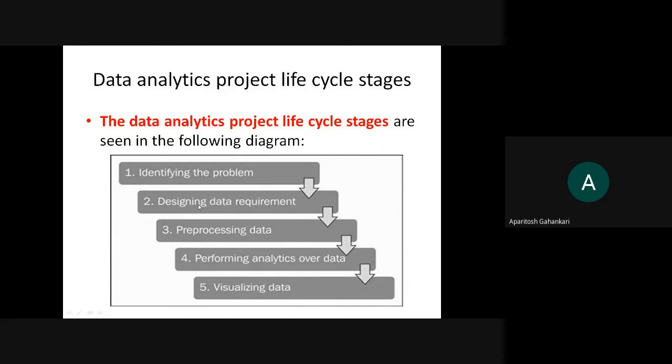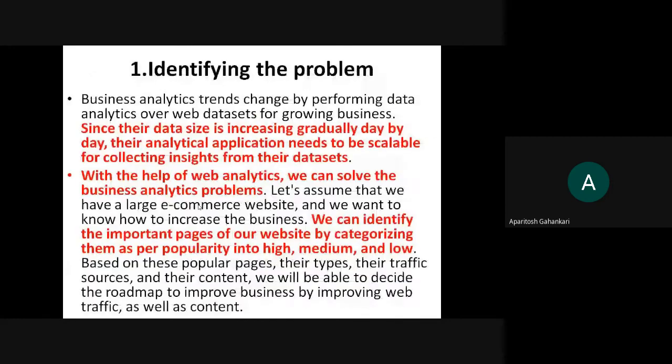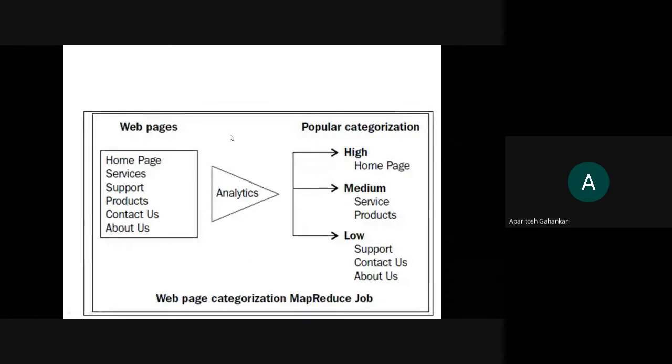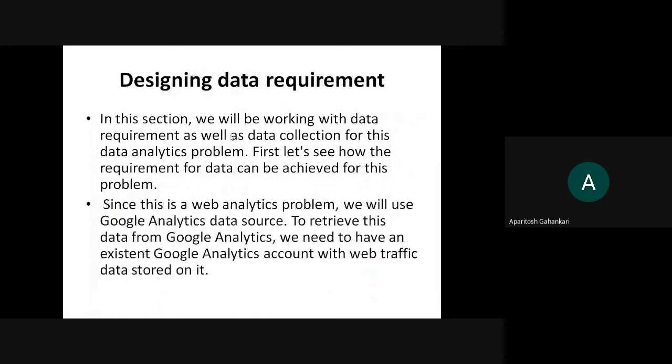So here in the web page categorization problem, we are going to deal with the data collection from the Google Analytics. So, and for that purpose, you need to have your own Google Analytics account, wherein Google will store all the data related to your website as to which pages are getting viewed, how many visitors are there, from which geographical locations the particular web pages are getting viewed, what is the gender of the visitor, what is the age group of the visitor, and all those things can be collected with the help of designing the data requirement. So here, to solve this problem, we are going to completely rely on the Google Analytics. Okay, so that is web analytics problem.